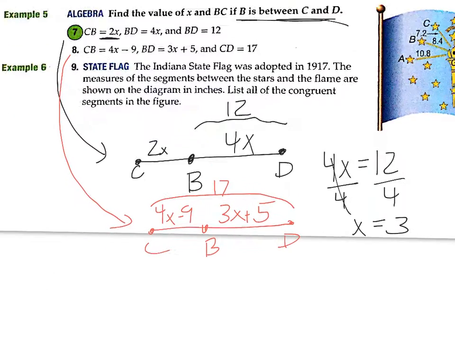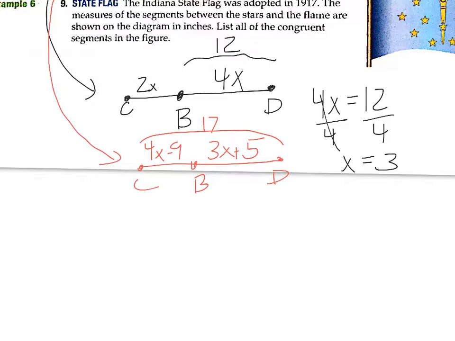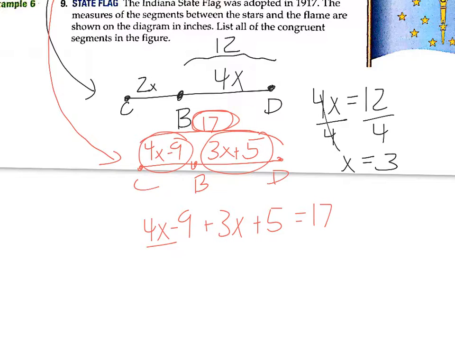Now, how do I get that whole thing? Well, I have to take this part and add them together to get the whole thing. So 4x minus 9 plus 3x plus 5 equals 17. So we got to do a little algebra here. Those are like terms, so I combine them. These are like terms. Negative 9 plus 5 is negative 4. 17. Add 4 to both sides. If I do that, I get 7x equals 16.